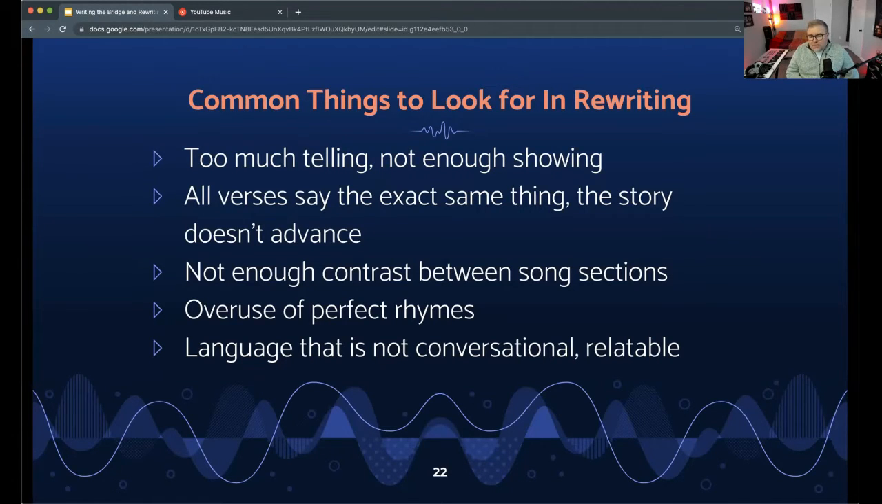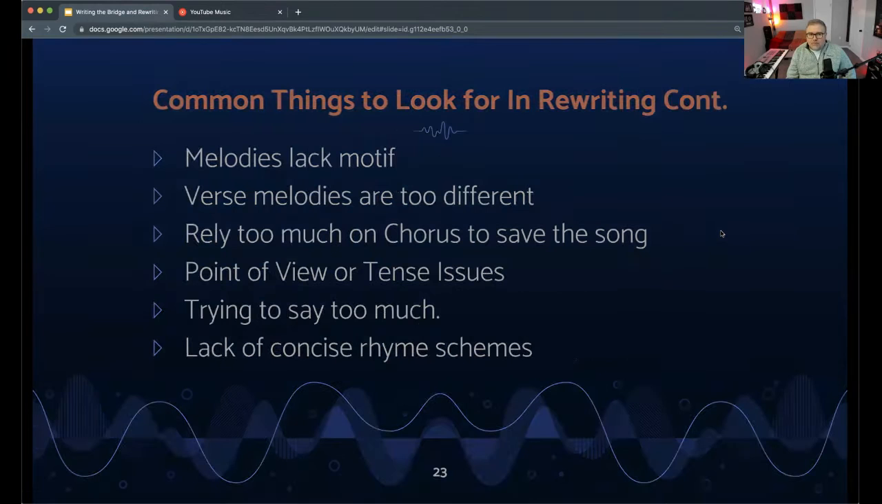Also, watch out for language that is not conversational. When we talk to each other, we just speak how we speak. We don't embellish a lot with poetic language. We don't use a lot of overly complicated adjectives or adverbs. So when you write your songs, make sure that your language is conversational and your listener can relate to it. If you wouldn't say it to someone in everyday conversation, it's probably not working in your song.